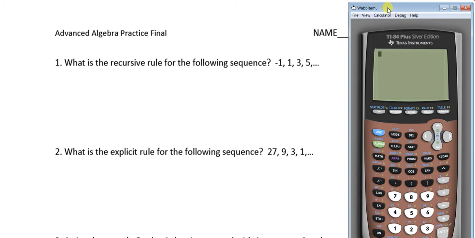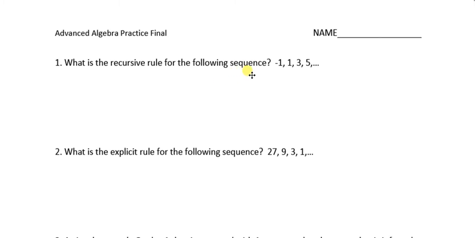All right, so this very first question, recursive rule. With recursive sequences, to find any term in the sequence, we need to be able to find the term before it. So it's always in terms of the term before it or the two terms before it. So you have to be given the first term. The first term we write as A1, and that equals -1. And as you can see from this, we're just adding 2 every time.